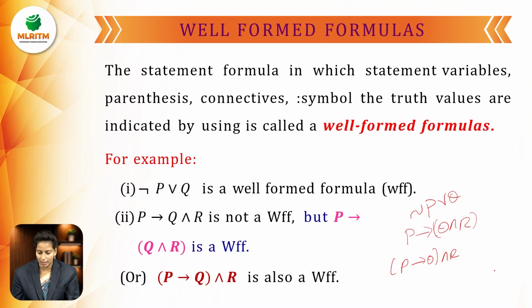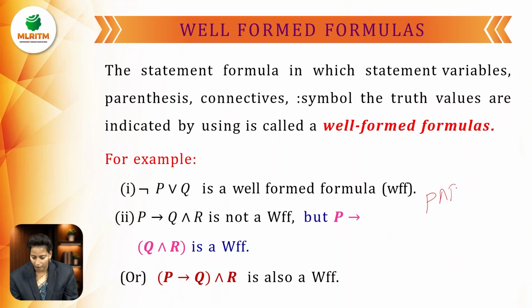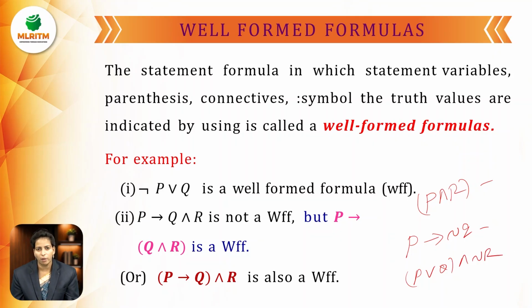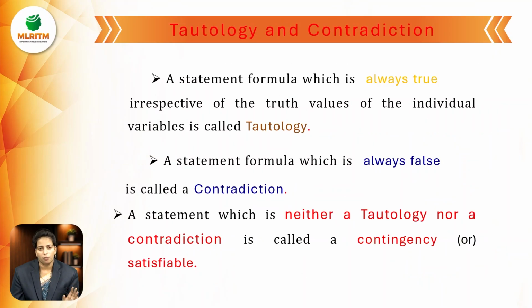Let us consider another example. P and R is a well-formed formula. P implies negation Q is a well-formed formula. P or (Q and negation R) is also a well-formed formula. What is meant by a well-formed formula? It consists of statement variables, connectives, statement formulas, and also parentheses. Okay, clear? Next. What is meant by tautology, contradiction, contingency?